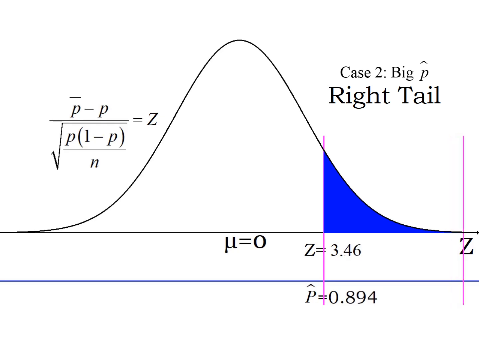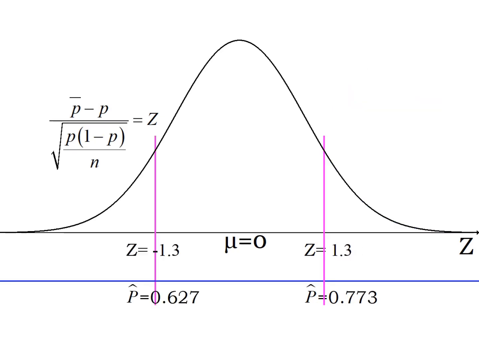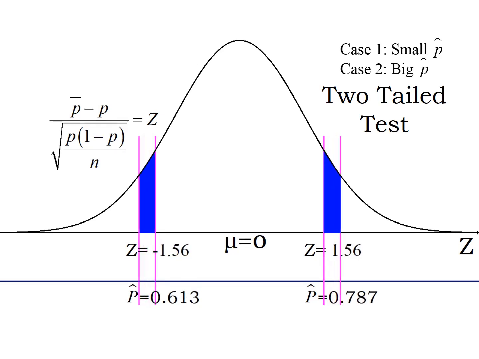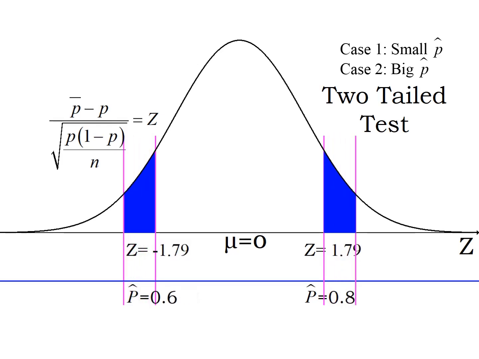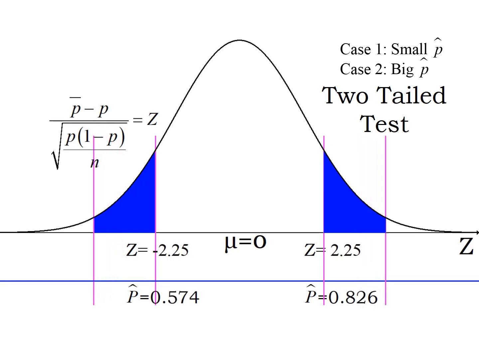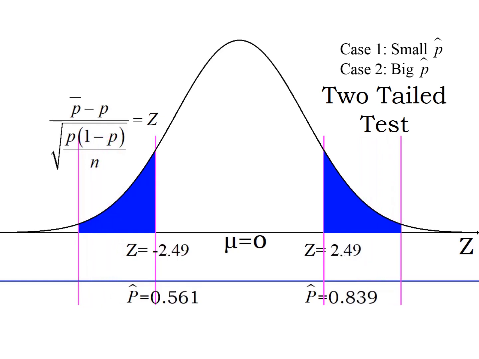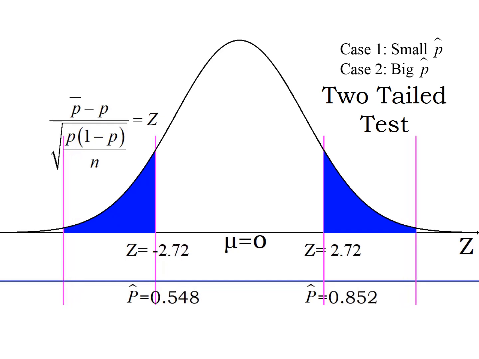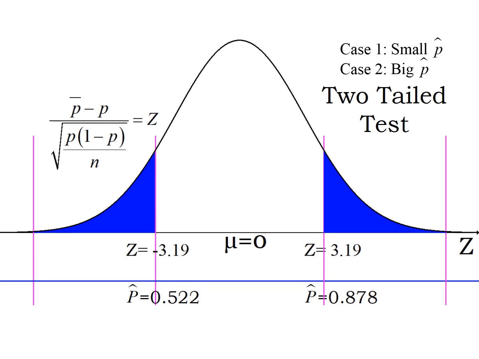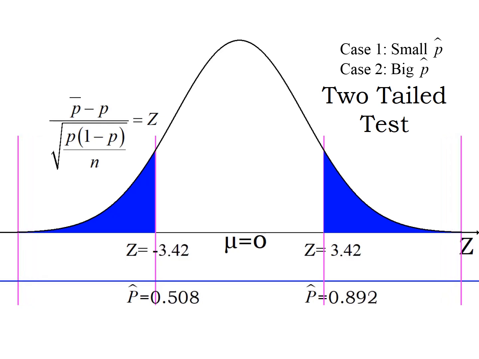So now we've got to put both of these cases together. We looked at what happened if p hat was small, and now what happened if p hat was big. In both cases, when p hat got small, the z-score got small. When p hat got big, the z-score got big. So the probability of getting a p hat that is farther away from 0.7 is equivalent to the probability that the z-score is farther away from 0 in either direction. So this is a two-tailed test.